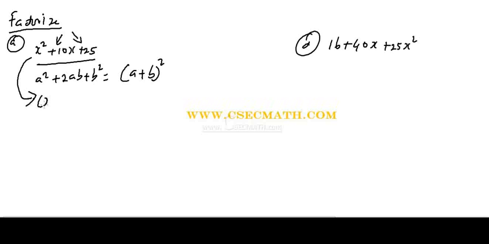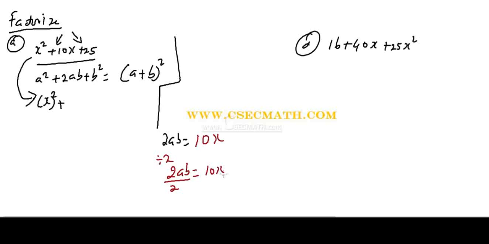That is, I can rewrite x squared as x the whole squared positive 2ab. Now in place of 2ab I have 10x. Okay, now if I would be dividing both sides by 2, then I would get 2ab divided by 2 equal to 10x divided by 2, right? So 2 and 2 can be cancelled. In this case 2 can divide 10 5 times, so ab would be equal to 5x.